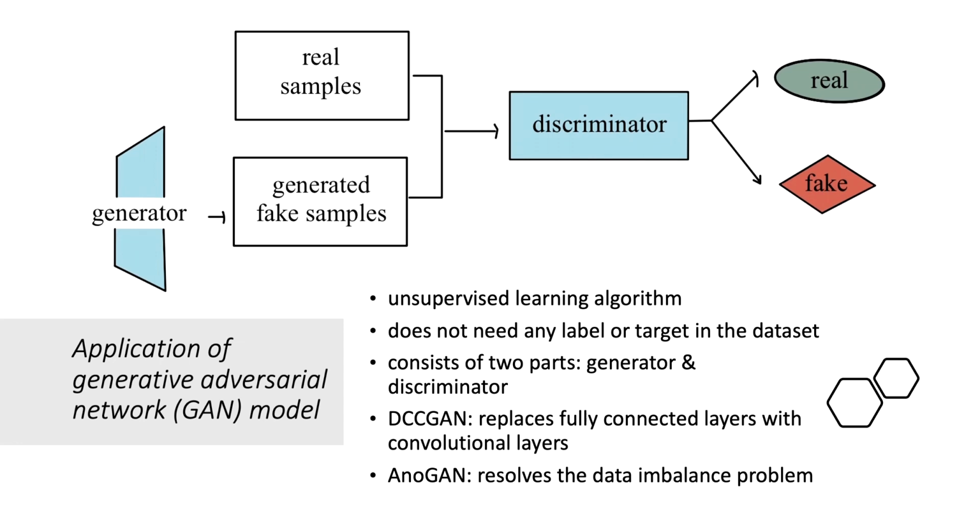The Generative Adversarial Network, GAN, is an unsupervised learning algorithm which does not need any label or target in the dataset. It was proposed in 2014 by Goodfellow, and the model consists of two parts: the generator and the discriminator. The purpose of the generator is to create plausible data, while the discriminator aims to classify whether the data is fake or real.